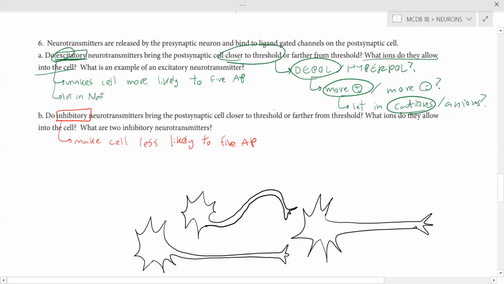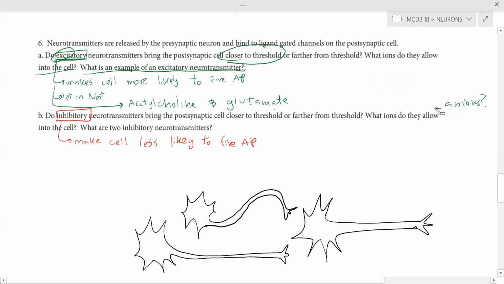Cool. And what's an example of an excitatory neurotransmitter? You only have to know two for this class, so let's talk about these two. The two that you need to know are acetylcholine. Right, and can you think of the other one? It's a good moment to quiz yourself. Glutamate. Cool. I'm gonna erase this stuff over here.